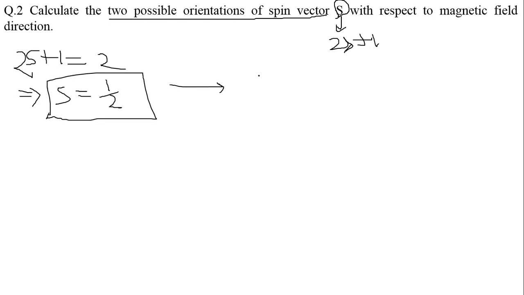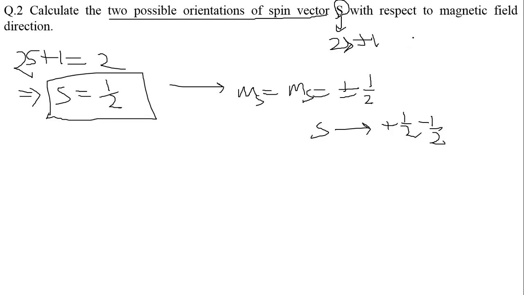If we consider the spin magnetic quantum number, it is ms, which is plus minus half. So corresponding to s, there are two quantum numbers, plus half and minus half. In this case, l is called the orbital quantum number and ml is called the orbital magnetic quantum number. Here s is spin and ms is the spin magnetic quantum number. Due to this spin magnetic quantum number, there will be two different orientations of the spin vector in case of a magnetic field.